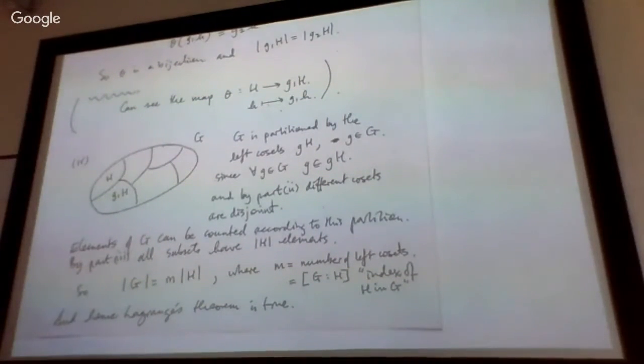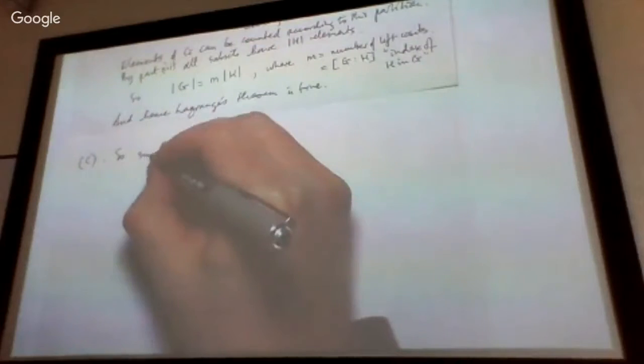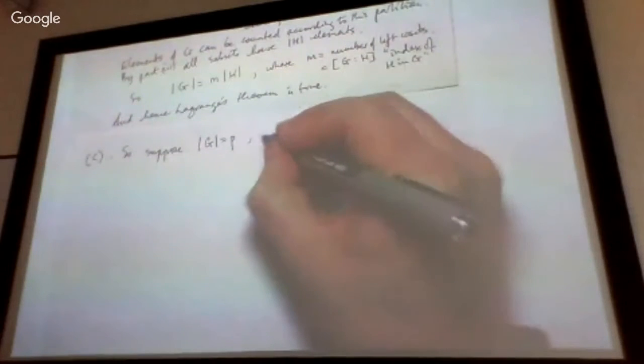So there's still 5 marks going for part C, which is this nice application of Lagrange's theorem. Because G is a group of prime order, use Lagrange's theorem to show that G is cyclic. So you definitely want to think clearly that you know the definition of cyclic. We're looking to prove that G has a generator. So suppose the order of G equals p, where p is prime.